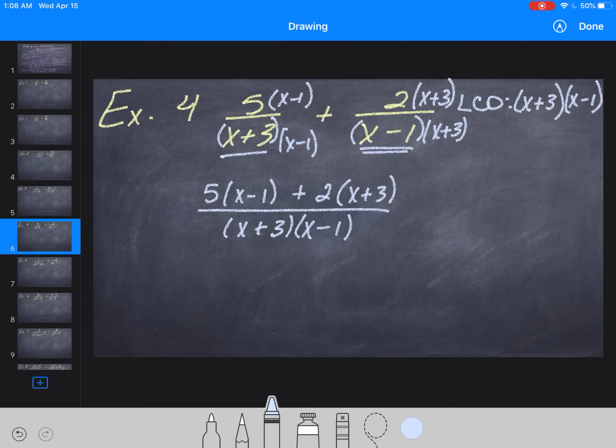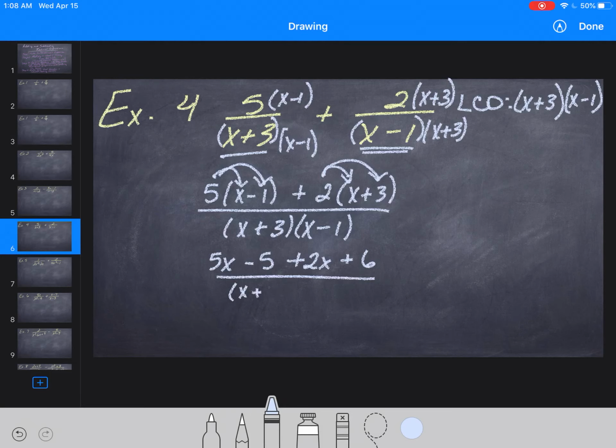Now I can use the distributive property and combining like terms to simplify my numerator. 5 times x gives me a 5x. 5 times a negative 1 gives me a negative 5. 2 times x gives me a positive 2x. 2 times 3 gives me a positive 6. All divided by, leave your denominator alone. Whenever it's in its factored form, we don't want to mess with it. So we have x plus 3, x minus 1.